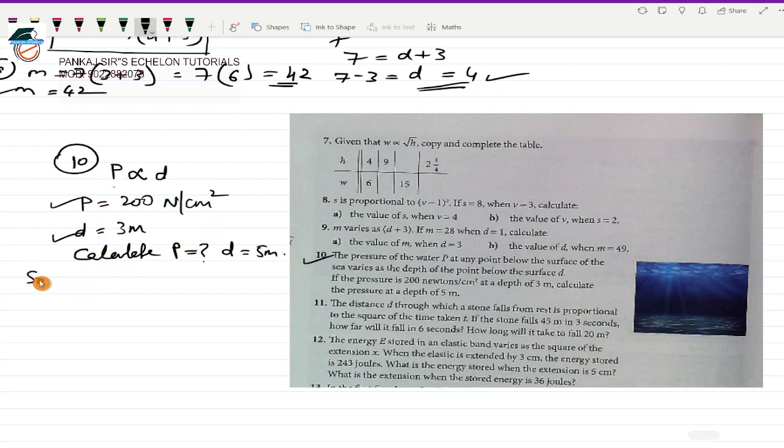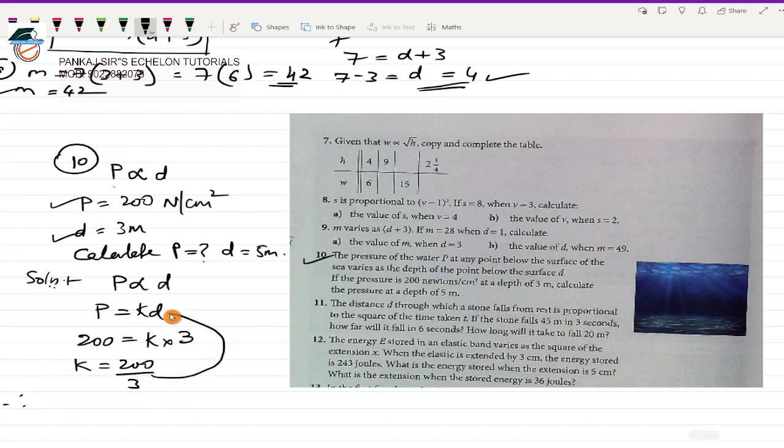Mathematically, the solution is this. I know that P varies directly as D, so I can write P is equal to KD, right? Now one set of P and D is given to me. P is 200 Newton per centimeter square, equal to K times D, which is 3 meters. I'm just putting the numerical values of P and D. So this gives K is equal to 200 upon 3, and I'm keeping it as it is. I put this value of K into the equation: P is equal to 200 upon 3 times D.